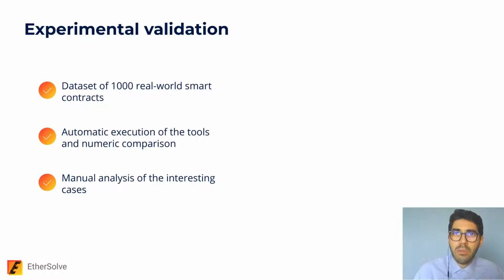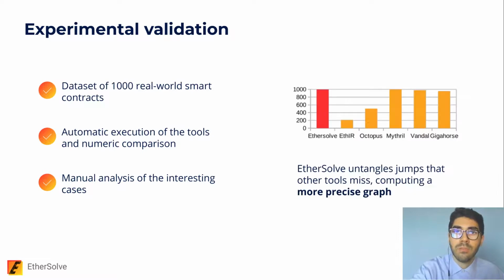We built a dataset of 1000 real-world smart contracts taken directly from the Ethereum blockchain with many different versions. Then we tested the similar tools from the state-of-the-art on the dataset, obtaining a common representation and computing the differences in the CFG produced. Finally, we proceeded with a manual inspection of some interesting cases to highlight the differences among the tools. EtherSolve can compute a CFG for more than 99% of the contracts in the dataset.